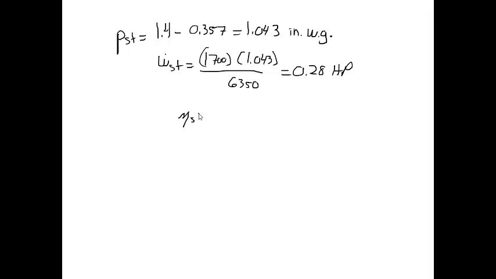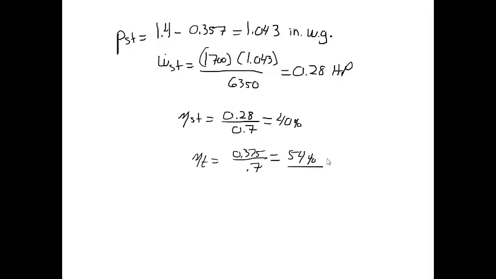And from there, I can get my static efficiency, which is static work over shaft work, which is given to me in the problem. That gives 40% static efficiency. Total efficiency is total work, 0.375, over 0.7, which is shaft work. So 54% total efficiency, 40% static efficiency. I'm going to stop there in that problem.